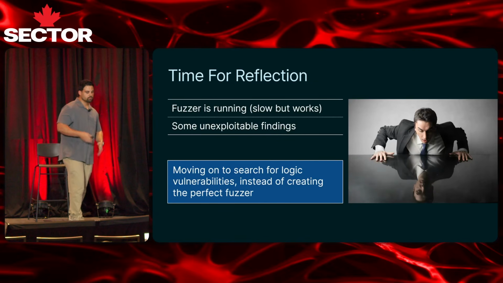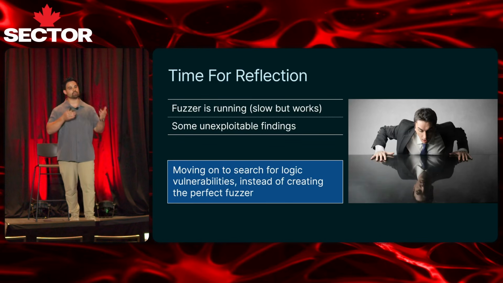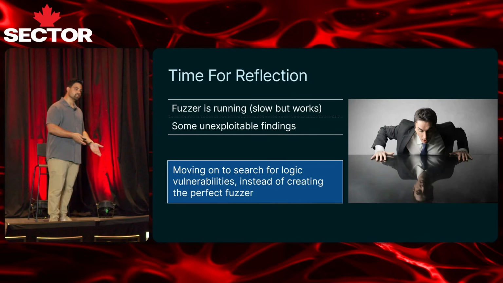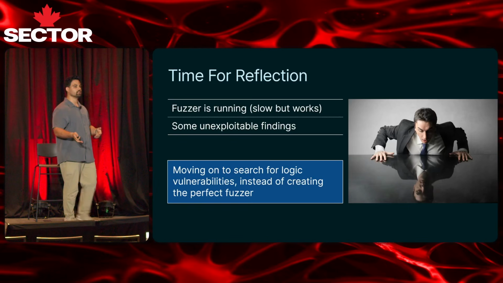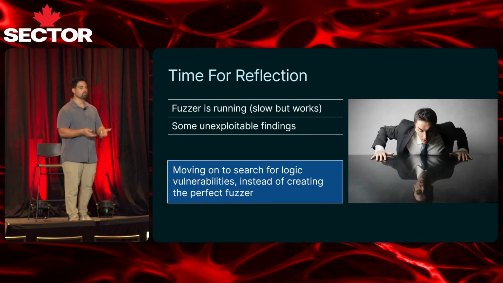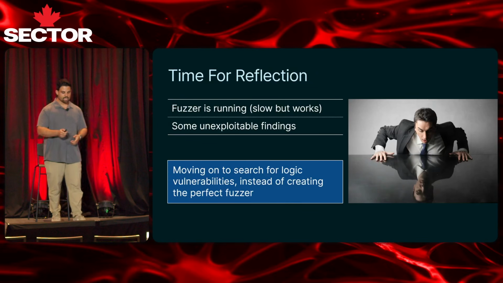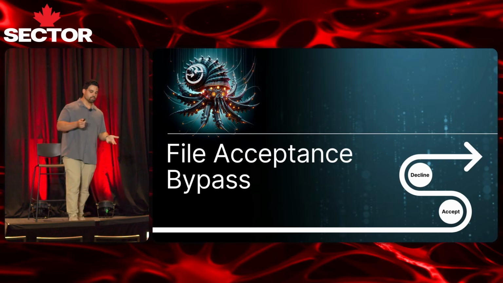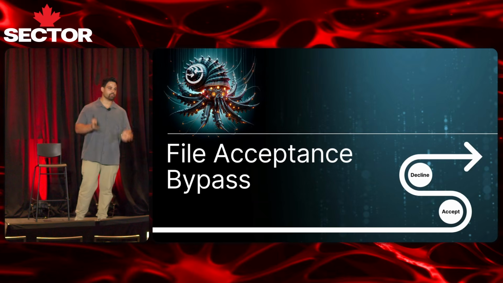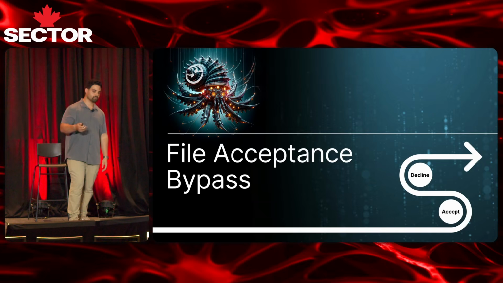Okay, so at this point, we had some fuzzing adventures. We managed to get the fuzzer up and running. It was pretty slow, but it did find results, but the results were not the thing that we aimed for. So we decided to change our approach to pure logical research instead of continuing to just perfect the fuzzer. And then, boy oh boy, we wished we had done it sooner. And the first vulnerability that we're going to talk about is a file acceptance bypass.